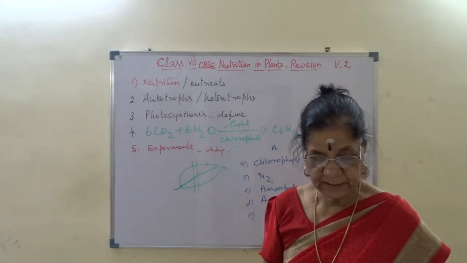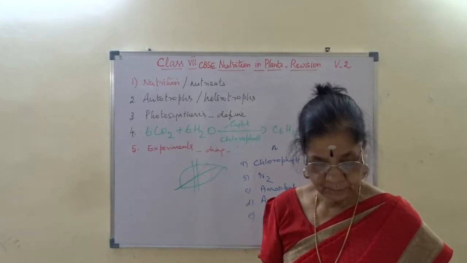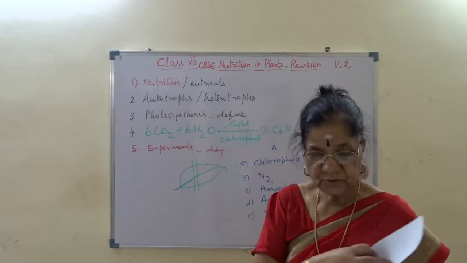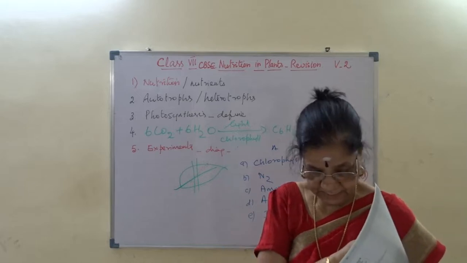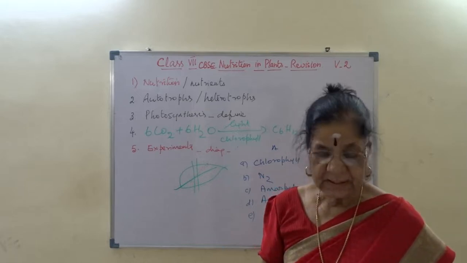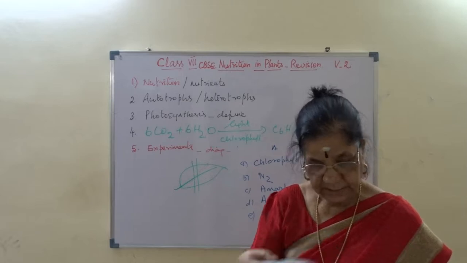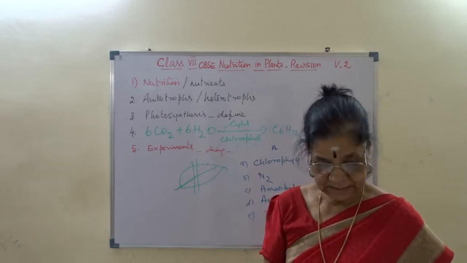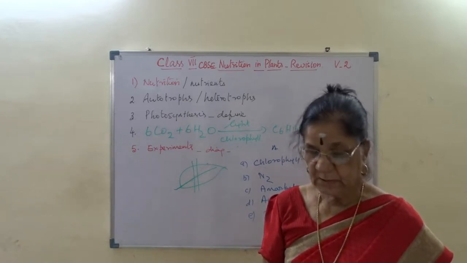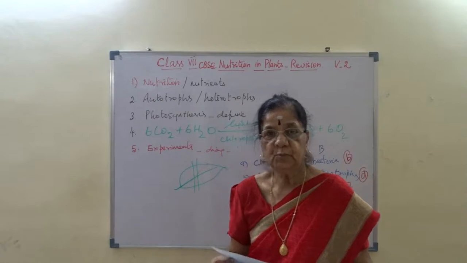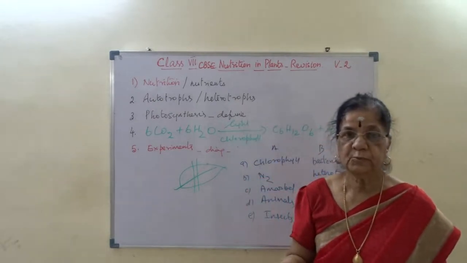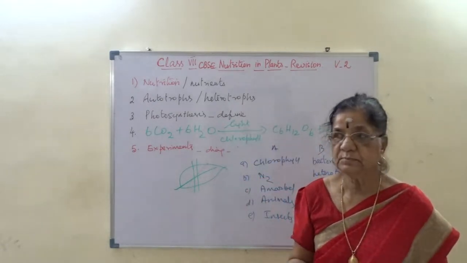Photosynthesis in desert plants takes place in the stem. Then Cuscuta is a parasitic plant with yellow, slender and tubular form. I hope you are able to follow.